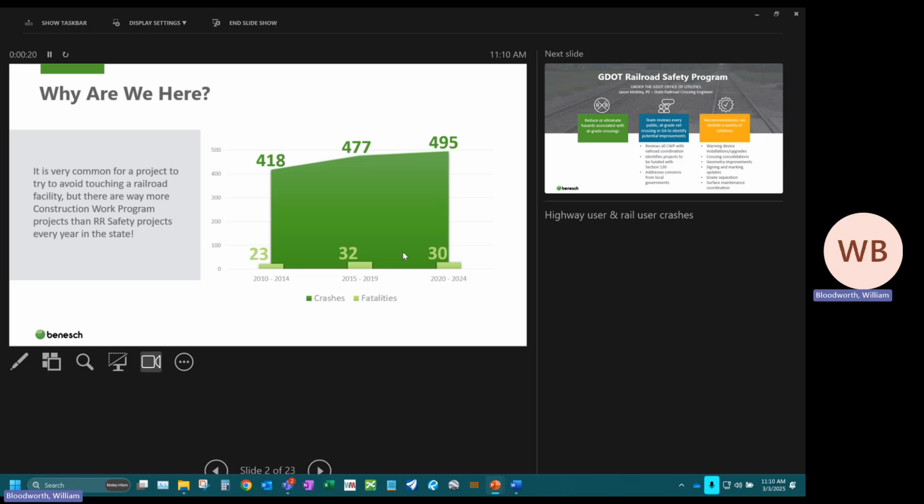So with that, why are we here? This graph shows the last 15 years of crash data broken into 5-year segments. And these are the number of crashes for all users of the road facilities. So that's vehicles, bikes, and pedestrians. And then in light green, you'll see the number of fatalities.